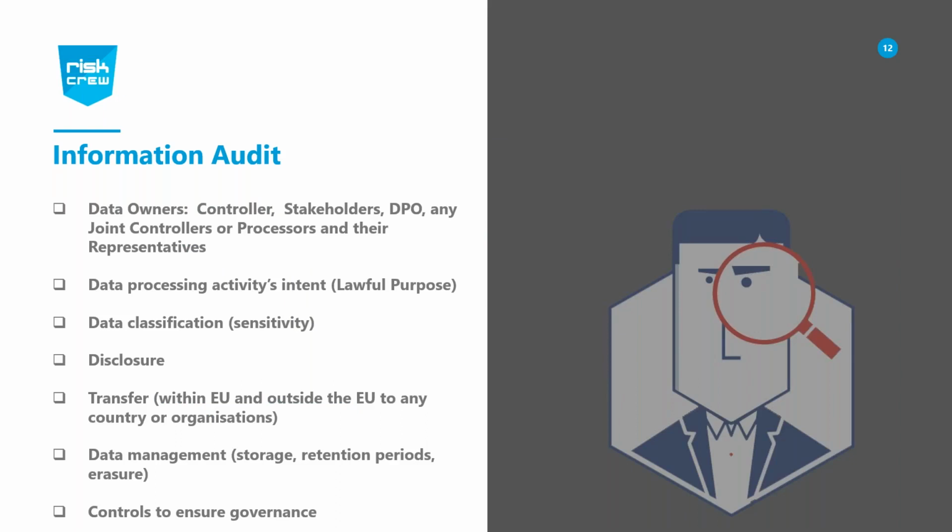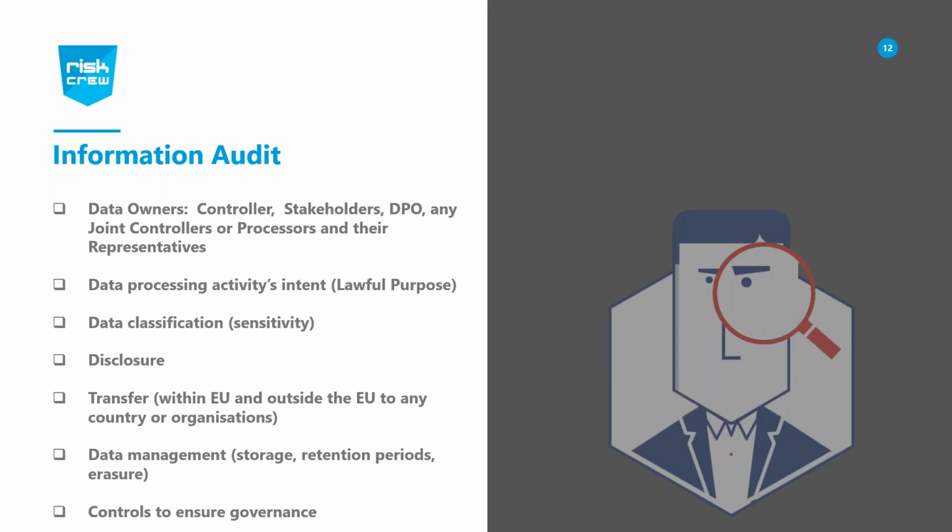In the information audit, what we want to do is identify the data owners, the controllers, the stakeholders, the data protection officer, any joint controllers we may have, any processes, any sub-processes. We want to identify the processing's lawful purpose. Why are we doing it, and what is the lawful purpose for why we're doing it? We want to look at the data classification to identify if there's any sensitive information. Sensitive information requires additional safeguards, so we need to be aware of it.